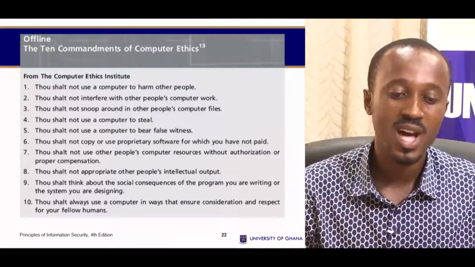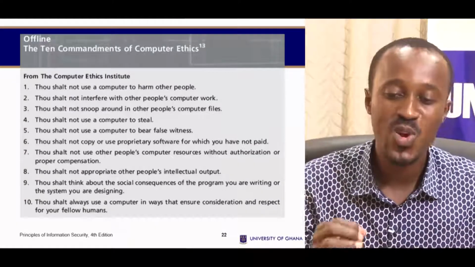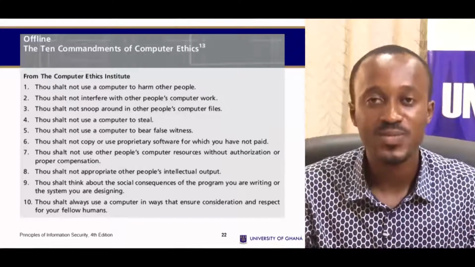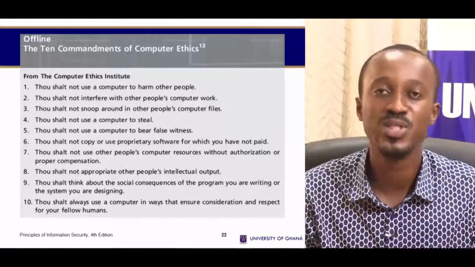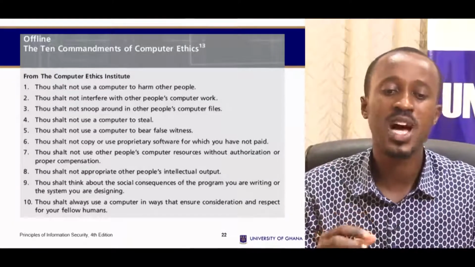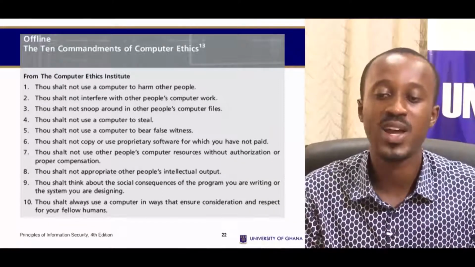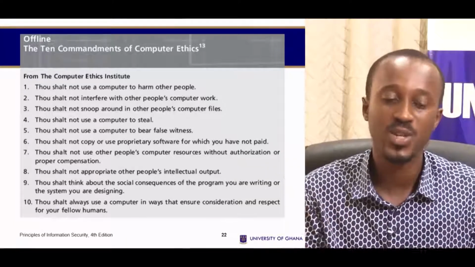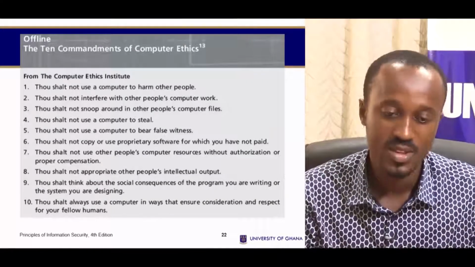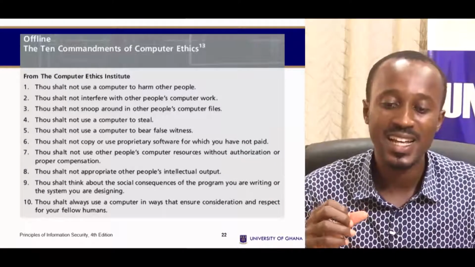The sixth says, thou shalt not copy or use proprietary software for which you have not paid. Those of you who are in the act of cloning people's software just to reuse, please, it is against computer ethics. The seventh says that thou shalt not use other people's computer resources without authorization or proper compensation. When you use someone else's computer resource, please seek authorization or compensate them for it. The eighth says that thou shalt not appropriate other people's intellectual output.